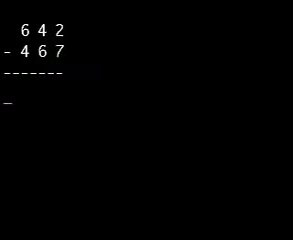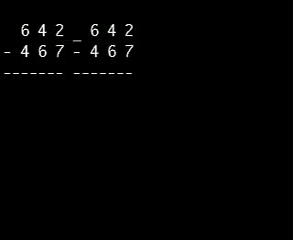I'm going to show you the method of subtraction by the addition of 9's complement. And all that means is that we're going to do subtraction, but we're going to use addition to do all the work. So the first thing we've got to do is copy the problem. We have 642 minus 467.